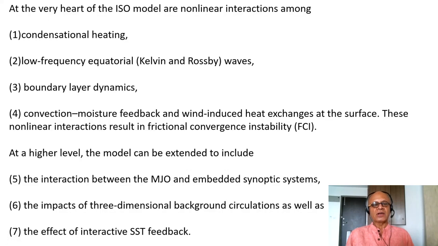So we have convection moisture feedback, the instability that drives convection, and then the moisture feedback that amplifies the vertical motion, and the heating and so on are also very important. These are nonlinear interactions. These nonlinear interactions result in frictional convergence instability. So you have convection and moisture feedback requiring convergence, and wind-induced heat exchange requiring convergence at the surface, frictional convergence at the surface, which is a result of these, but then it turns out to be very critical.